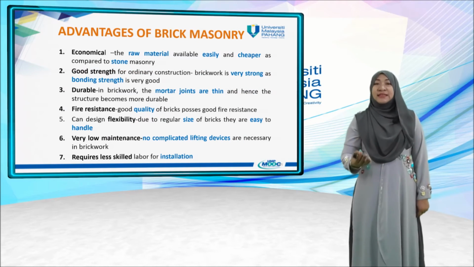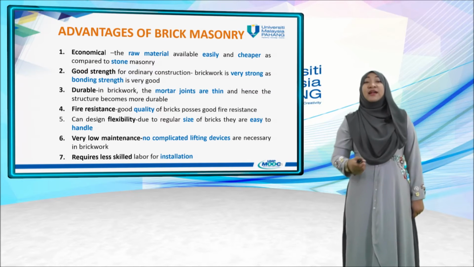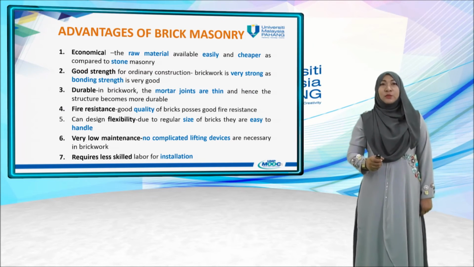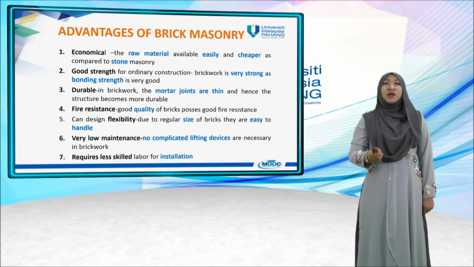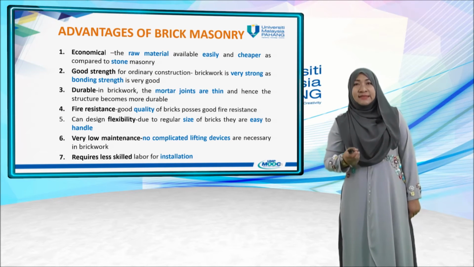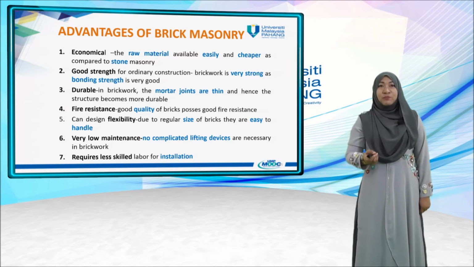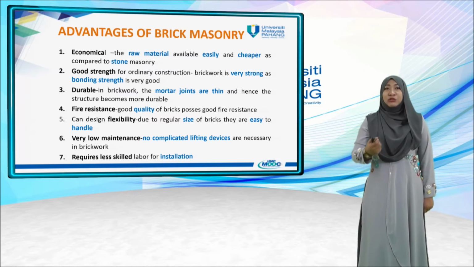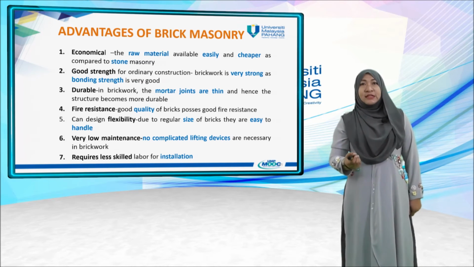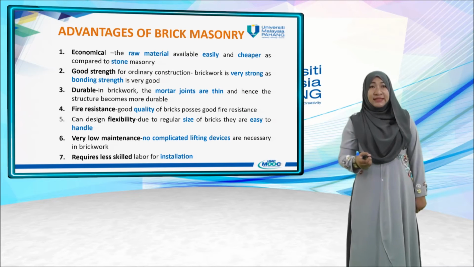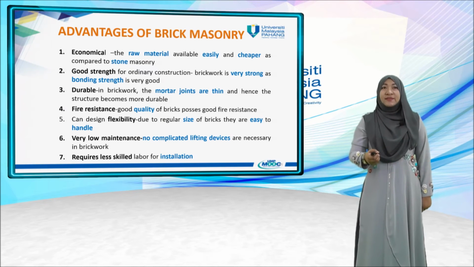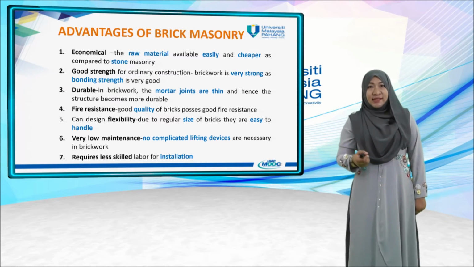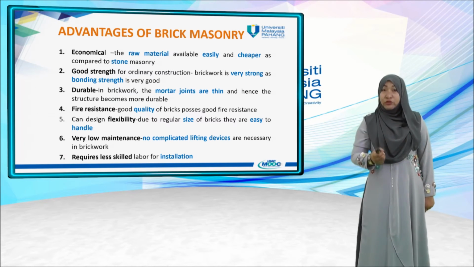So what are the advantages of brick masonry? There are several advantages. Number one is economical. Why is it economical? Because the raw material is easily available and cheaper as compared to stone masonry. Number two, good strength, okay, good strength for ordinary construction. Brickwork is very strong as the bonding strength is very good. And then number three is durable. In brickwork, the mortar joints are thin and hence the structure becomes more durable.